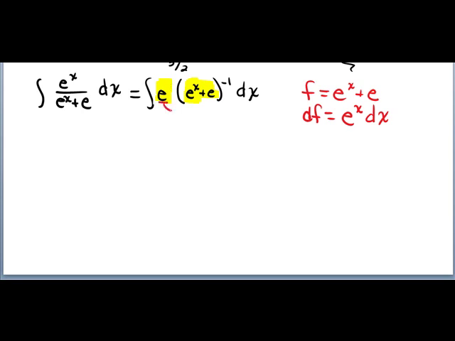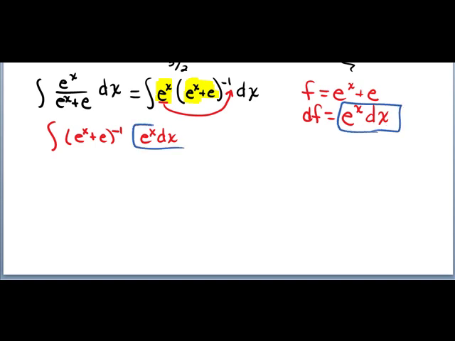If I bring this back here with dx, I would be able to say e to the x plus e to the negative 1 e to the x dx. What I have in the green box here, the derivative of my stuff, I have here. So I'm ready to call that df. So I have the integral of f to the negative 1 df. And the integral of f to the negative 1 is ln absolute value of f.